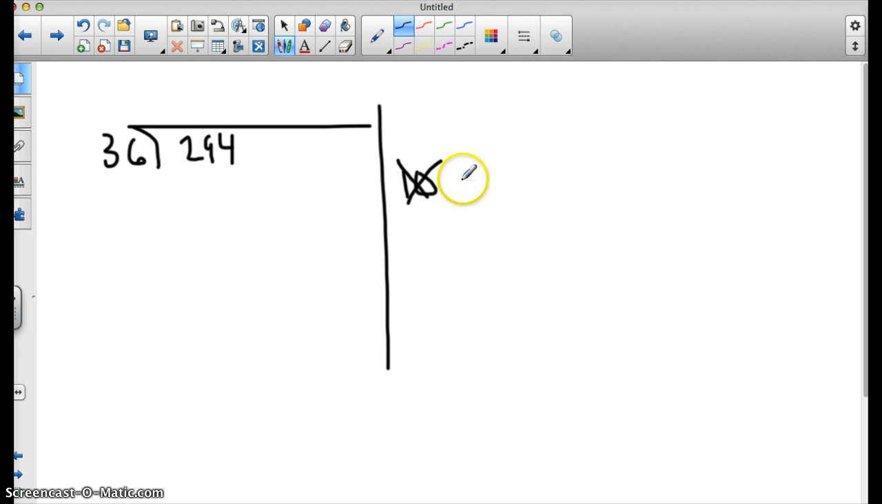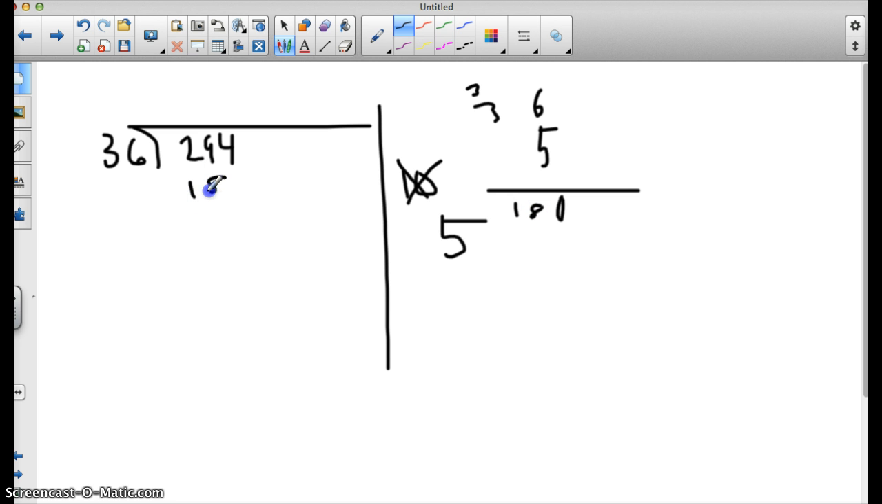Okay, well how about a 5? I could do 36 times 5. So I know it's 360 if it's a 10, so I could use half of that. Half of 360, let's see. So 5 times 36. 5 times 6 is 30. 5, 15, 18, that's right. So 180 if I use a 5. Awesome. The 10 didn't work, which is disappointing. And now I subtract. 4. 9 minus 8 is 1. 2 minus 1 is 1. So I have 114. So I know a 5 is not going to work.